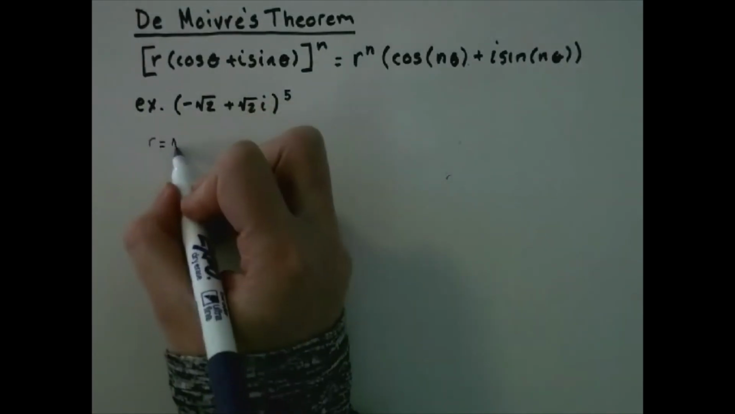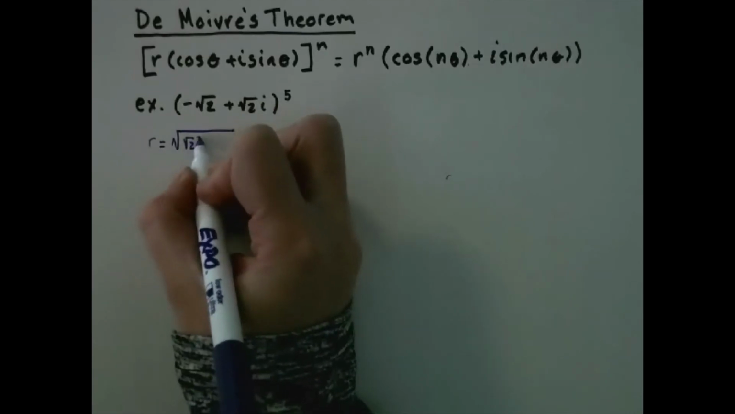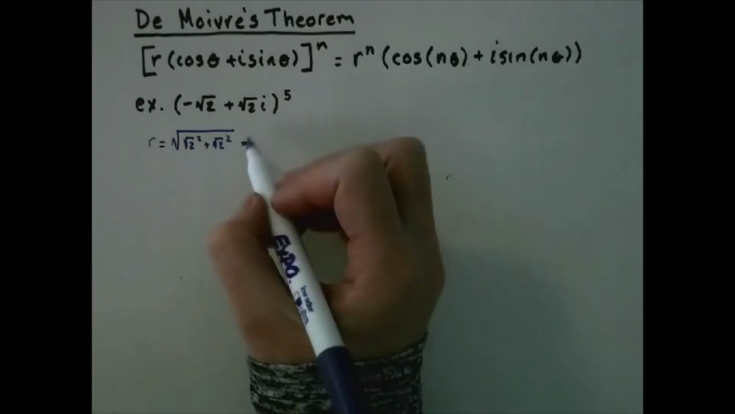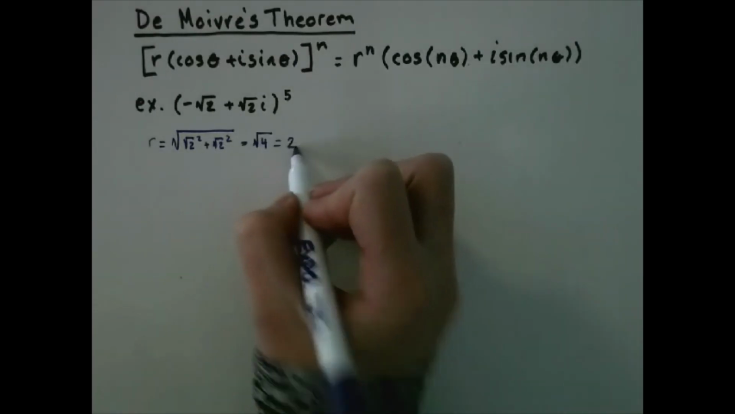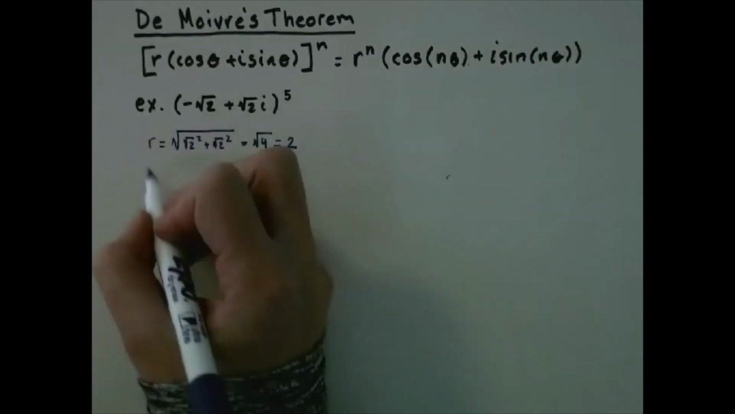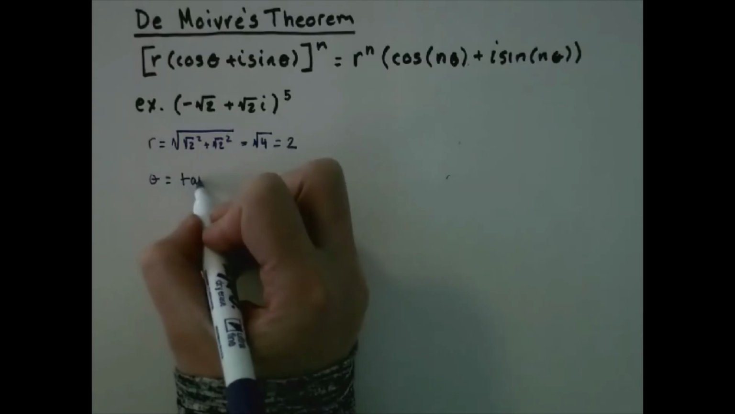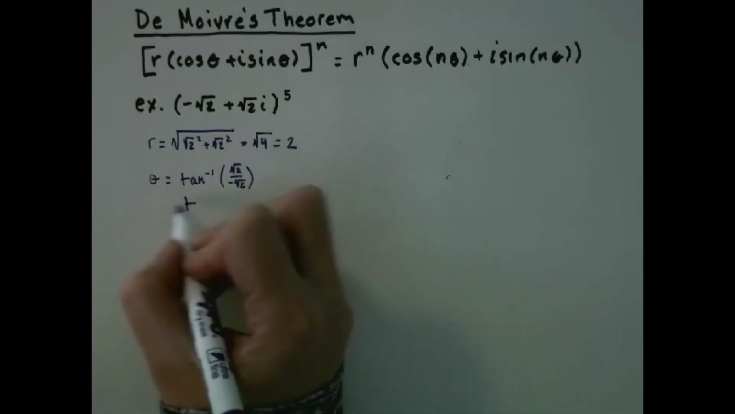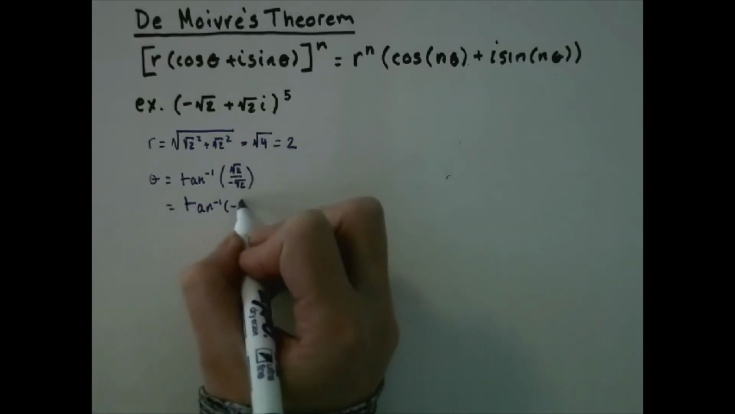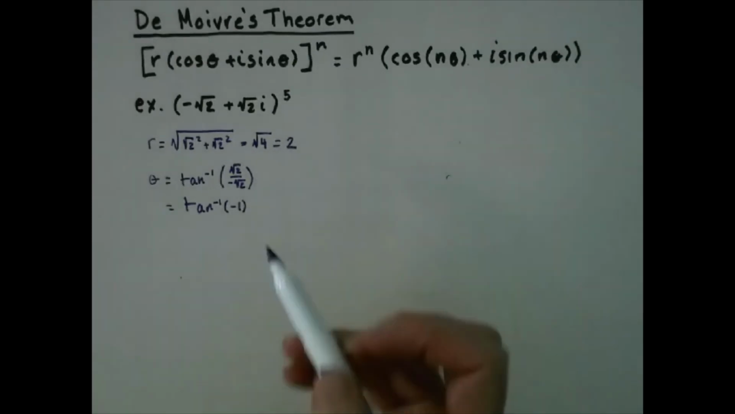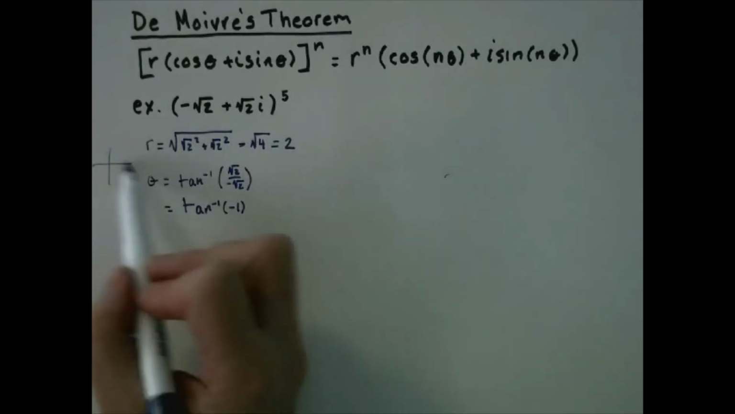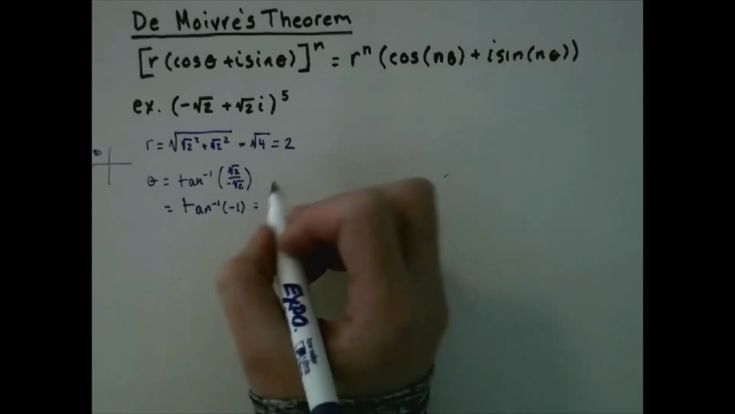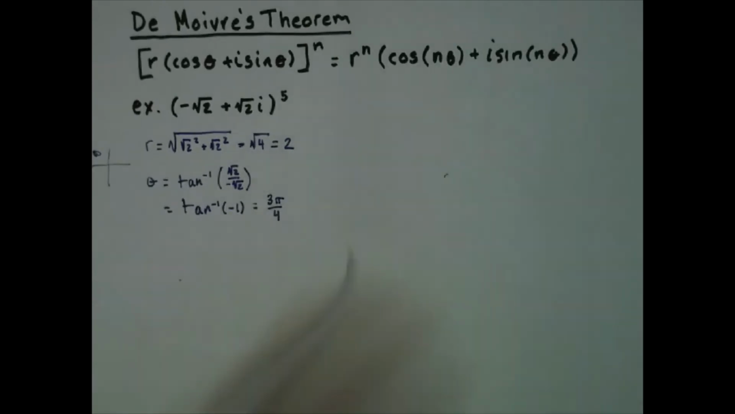So we're going to get our r, which will be the square root of root 2 squared plus root 2 squared. So that's going to be 2 plus 2 is 4. Square root of 4 is 2. Theta is going to be the tangent inverse of root 2 over negative root 2, which would be the tangent inverse of negative 1. And this is a negative positive, so we're looking for where it's negative 1 in the second quadrant, which is going to be at 3 pi over 4.